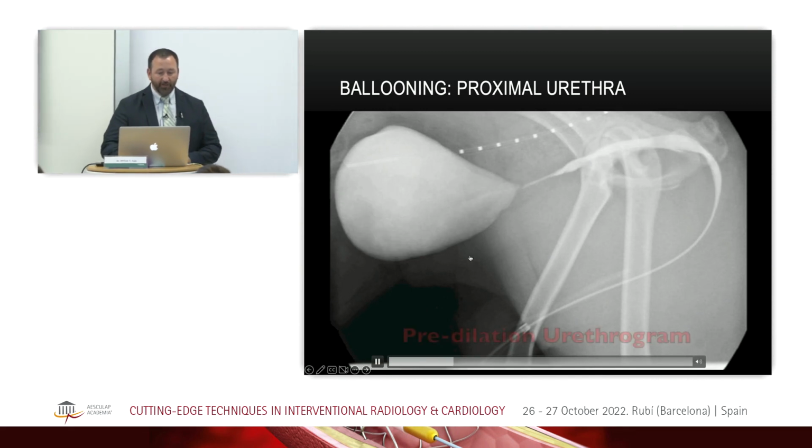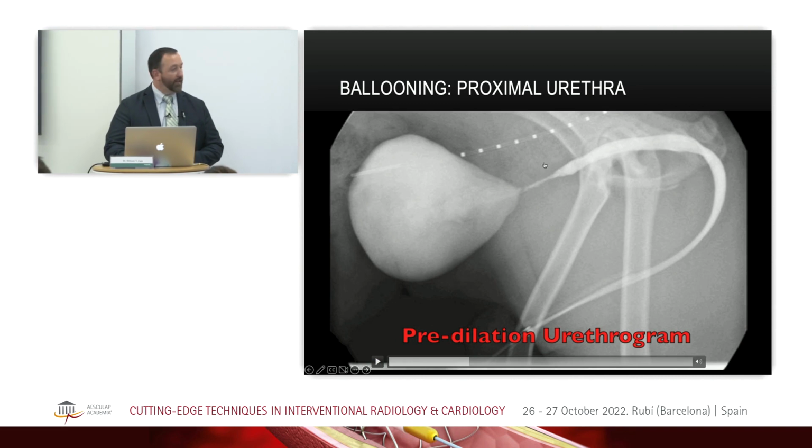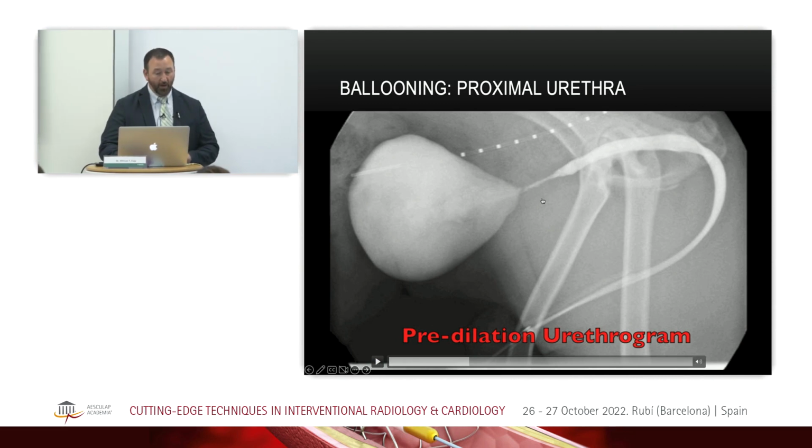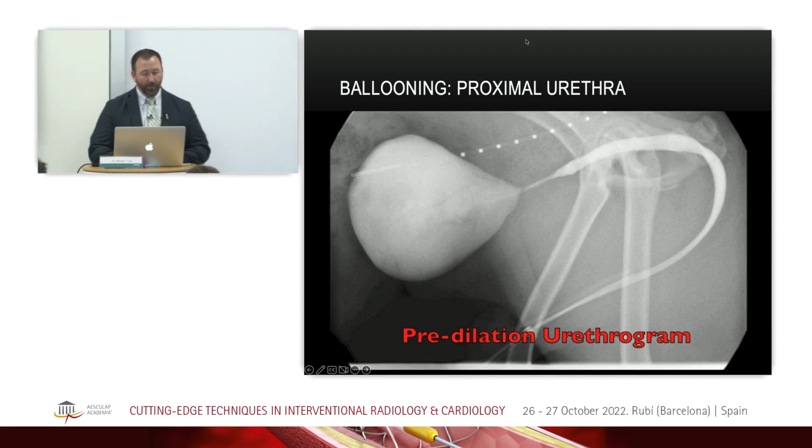So we do our contrast study. This is the pre-dilation urethrogram. So it makes sense. Right here's our prostate, or where the prostate was. This is where the surgery was. And so you can see some urine was getting through, so the dog didn't obstruct immediately. This wasn't immediately post-op. This was several weeks down the road.